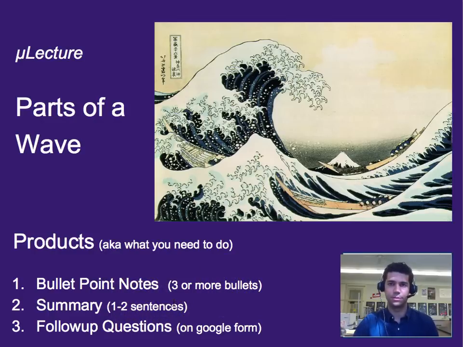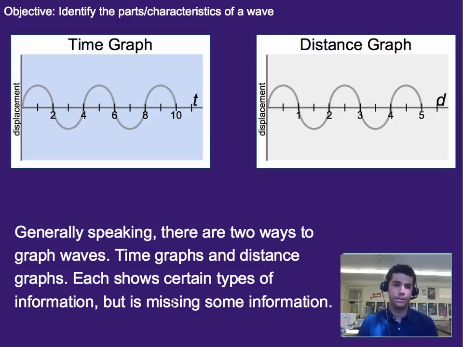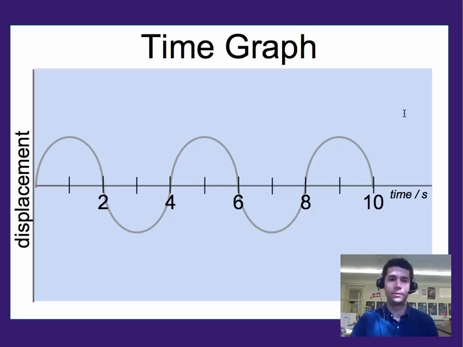Okay, so generally speaking, there are 2 ways to graph waves, or 2 ways that we normally do it. The first way is a time graph, meaning we use time as the x-axis, and the second way is a distance graph, meaning we use distance as the x-axis. Now, each way shows a certain type of information, but each way is also missing a piece of information. We're going to go through that now.